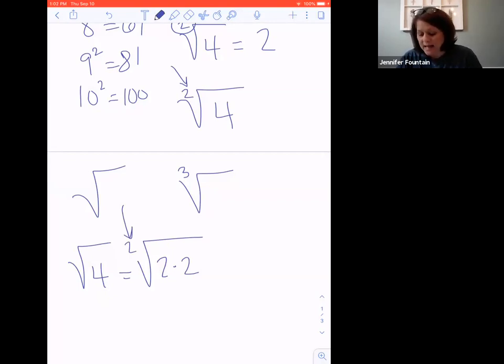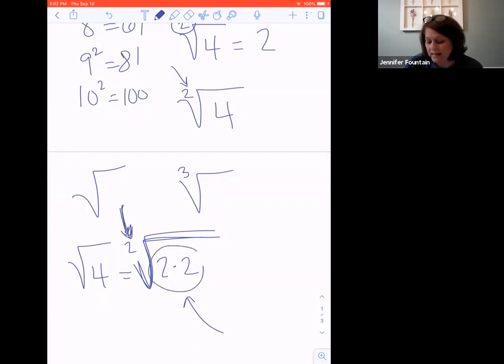So these little guys, I call my radical the house, and these little guys are inside the house. And they want to go outside. But Mama said they cannot go outside unless they have a buddy, okay? So this number right here tells me how many buddies they have to have to be able to go outside. Since this number here is a 2, they need 2 buddies to go outside.